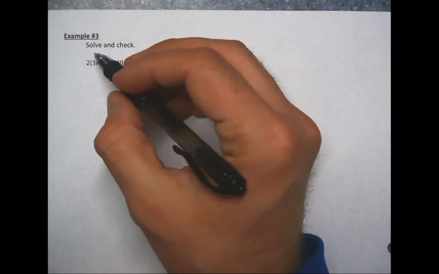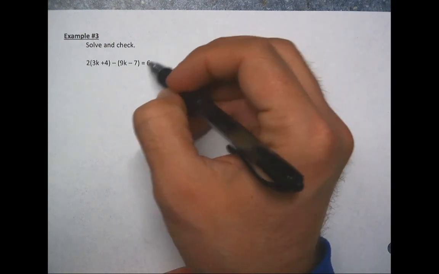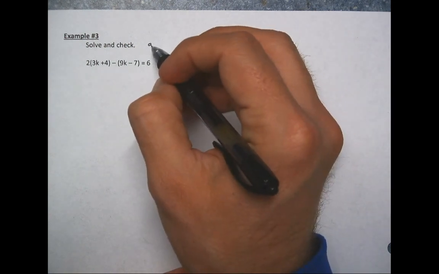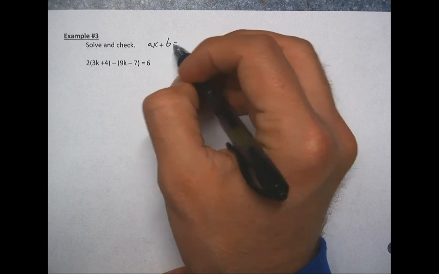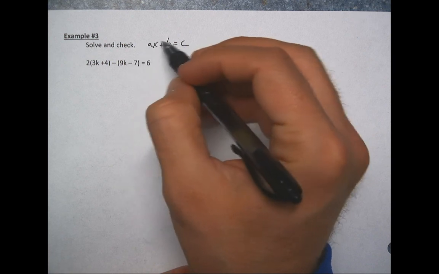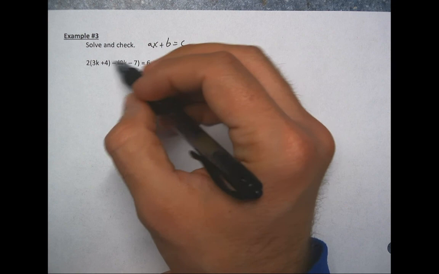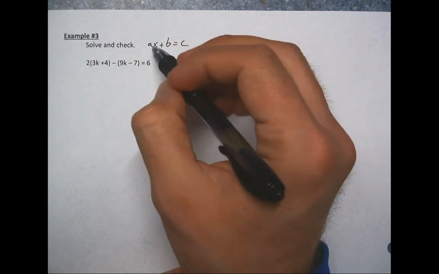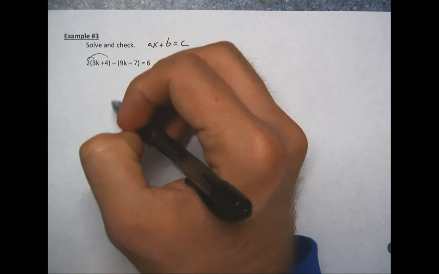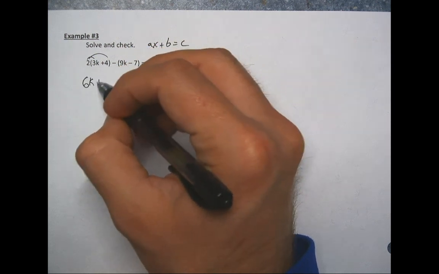So I basically have 2 sets of distributions that I need to do. Notice this side is already the 6. If I'm trying to get it down to ax plus b equals c form, I've already got c, it's 6. I don't know what my a and my b are yet. And obviously, this is x and this is going to be k, but that's the variable spot where the x is. So first thing I'm going to do here is distribute. So I'm going to get a 6k. I'm going to get a plus 8.